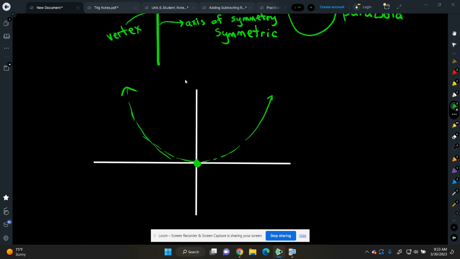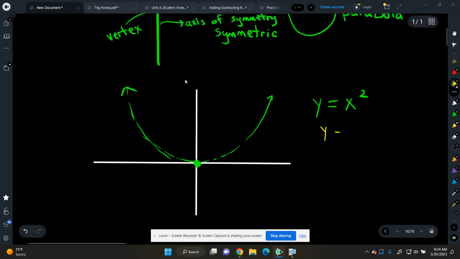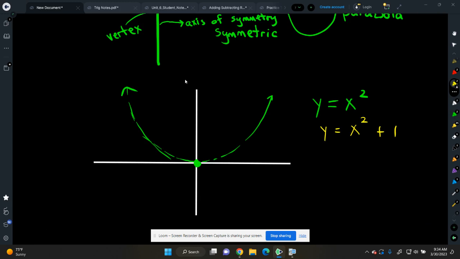This particular parabola has the equation y equals x squared. That's the equation of that parabola. That is your basic, standard parabola. If I were to graph y equals x squared plus 1, that parabola would look the same, except that it would be 1 unit higher.